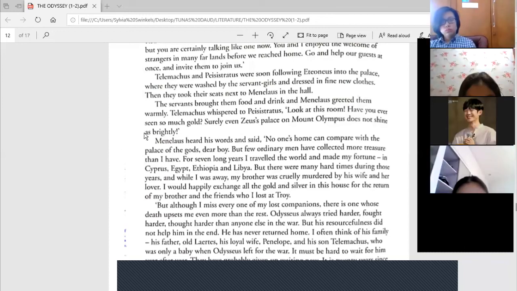What does this say about Menelaus hearing that? When he says, no home can compare with the palace of the gods. And when he talks about there were many hard times and that his brother was murdered. And that he says, I would gladly give all the gold and silver in this house in order for my brother to return. What does that say about him? What do you think? There is no right and wrong answer, yeah? This is just what you take out of it.